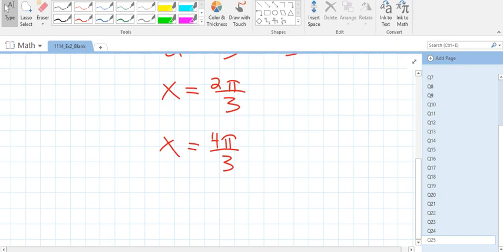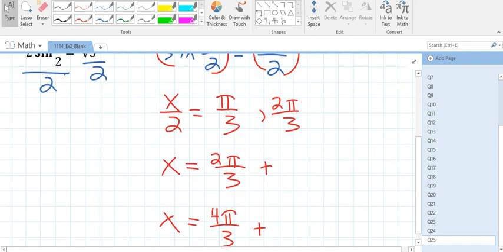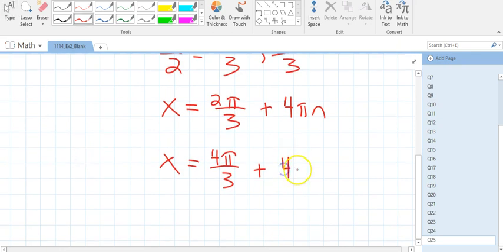Now the question is, though, we want all the possible angles. So what is going to get added on to these guys? 4 pi n. Because, again, our original ones, the pi over 3 and the 2 pi over 3, would have had plus 2 pi n. But because we had to multiply by 2, that raises the stakes, which makes this 4 pi n. Because 2 pi n times 2 is 4 pi n. And that is test 2 and what you have to be able to do.